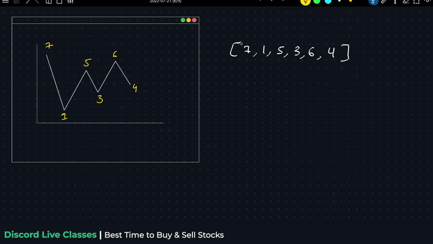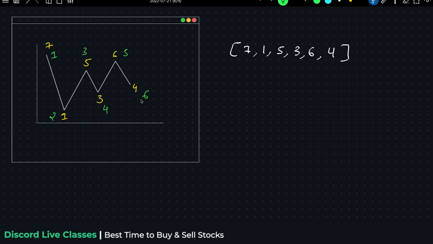Okay, this graph is visible to everyone? Yes, sir. Okay, cool. Thank you. So what I want to explain with the graph: let me mark the days with another pen. The first day, what is the price of this particular stock? 7. The price on the second day is 1. Then on the third day, 5. On the fourth day, 3. Then the fifth day is 6, and then the sixth day, sorry.